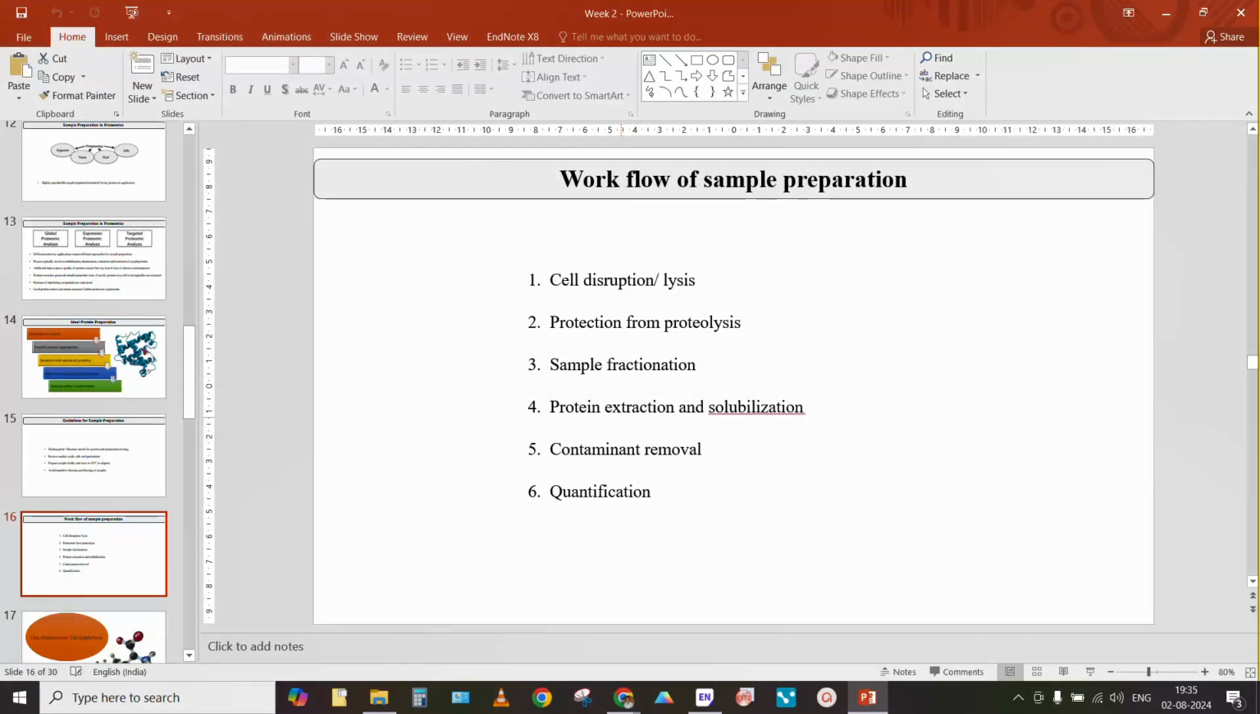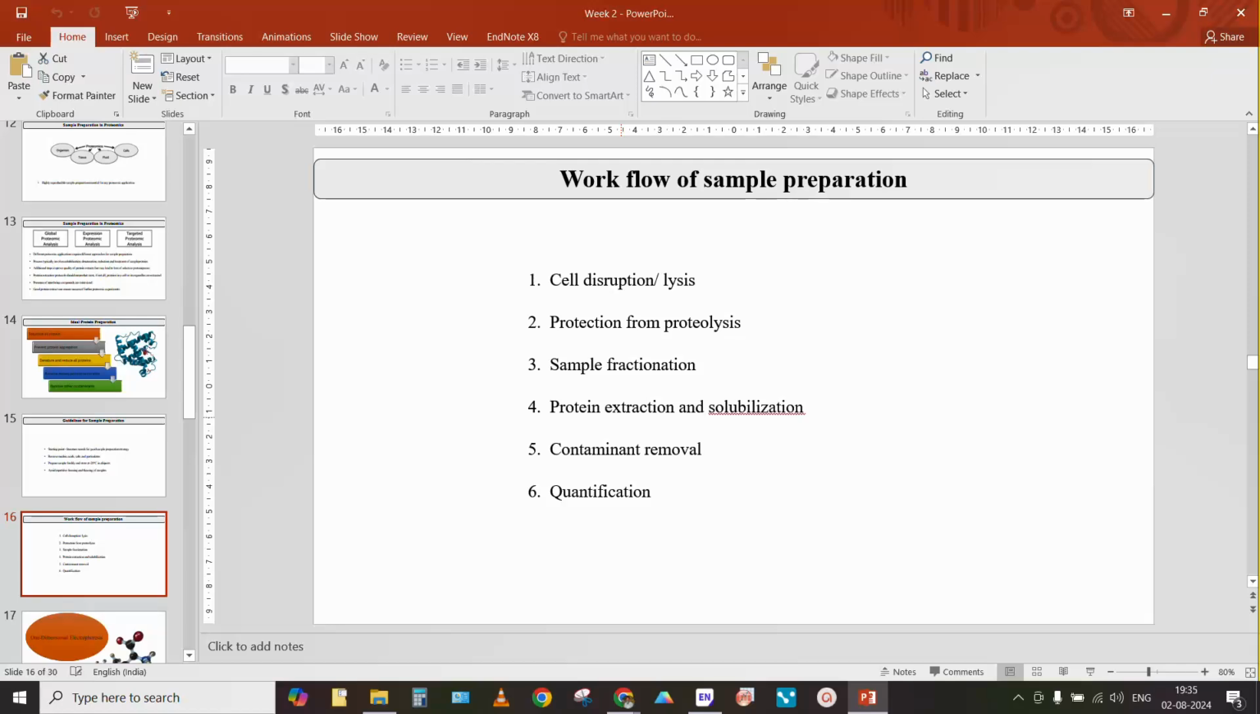So the next is the workflow of sample preparation. Here I'll discuss all of these points one by one. This is the workflow of sample preparation, which involves first cell disruption, or lysis.